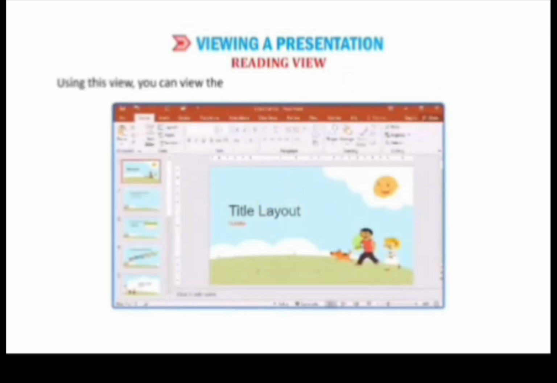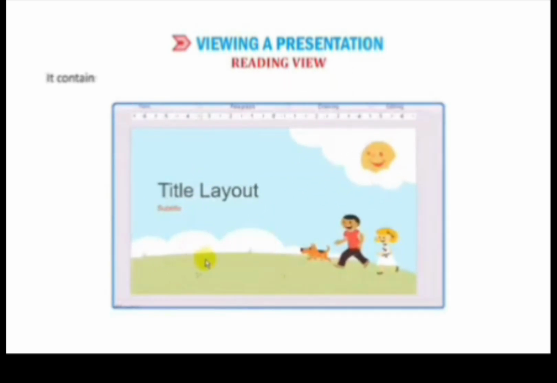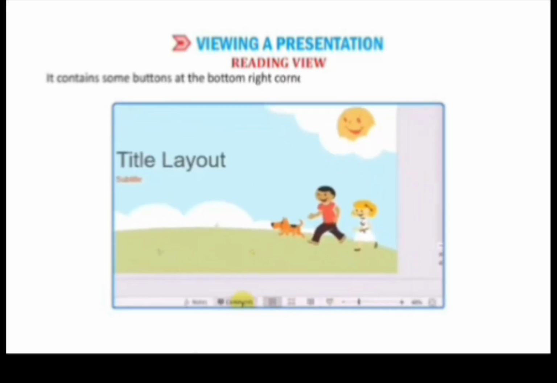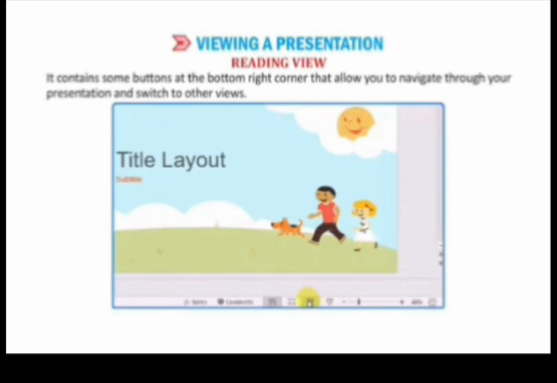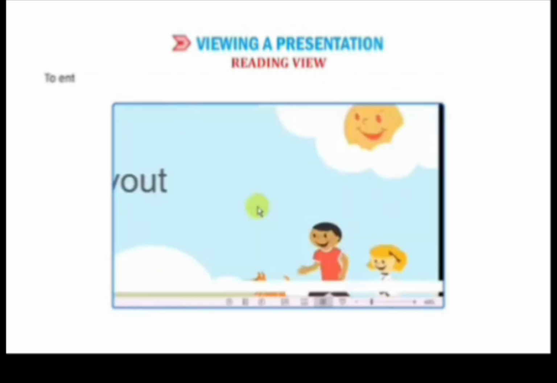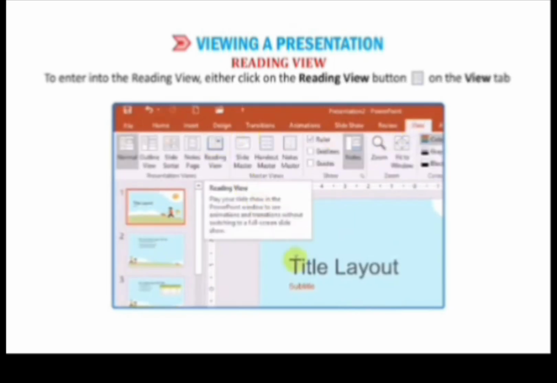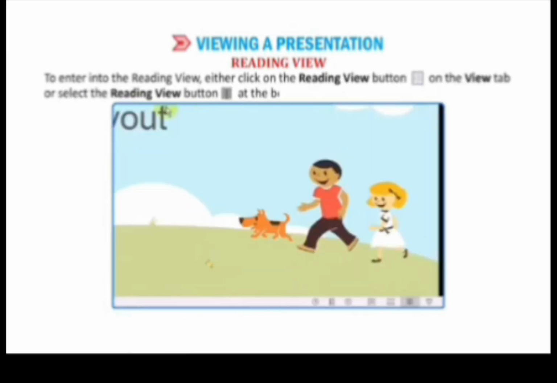Let me tell you about Reading View. Using this view, you can view the presentation as a slideshow that fits within a window. It contains some buttons at the bottom right corner that allow you to navigate through your presentation and switch to other views. In this view, the taskbar is also visible. To enter into the Reading View, either click on the Reading View button on the View tab or select the Reading View button at the bottom of the slide window.